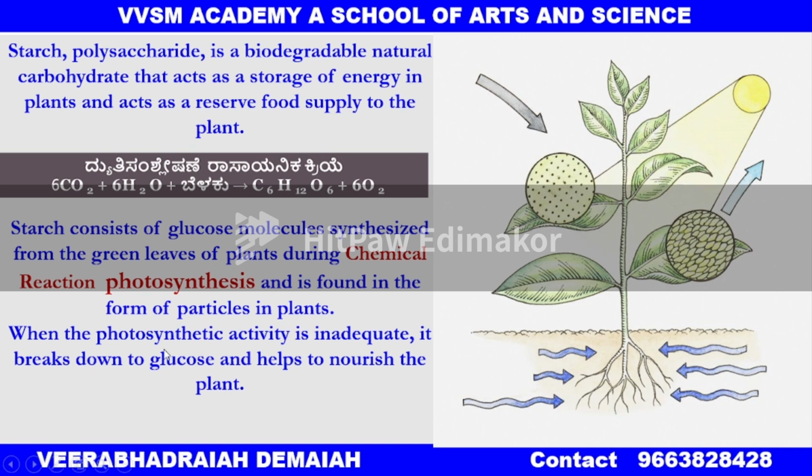Coming to photosynthesis. Plants take carbon dioxide and water in the presence of light, sunlight. It gives rise to C6H12O6, that is glucose, and gives oxygen. See, plants are special.